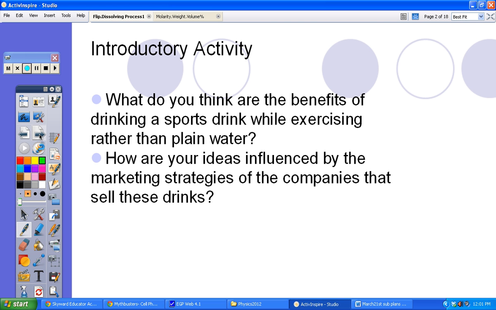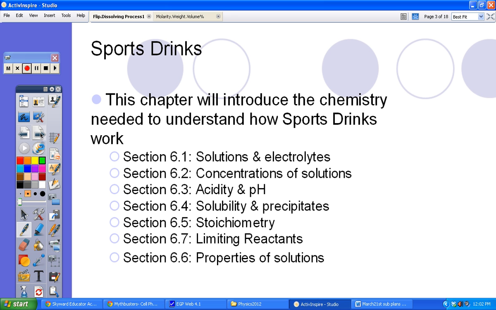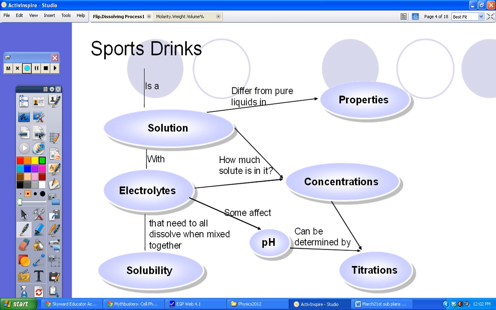And then the second one is, how are your ideas influenced by the marketing strategies of the companies that sell these drinks? And why do they put the ingredients in there that they put in? Hopefully we'll see that by the time we're done with this unit. So here are some of the topics we'll talk about. I'm going to skip over that pretty quickly, and we get to the concept map for the unit.